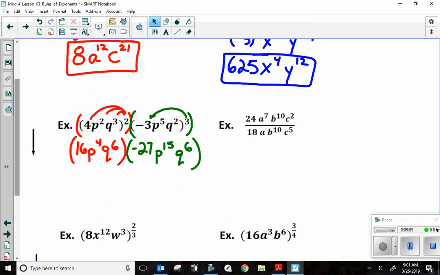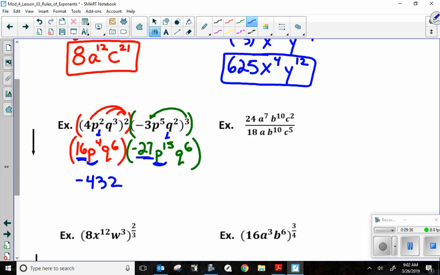Now, just as a quick review, I multiply my big numbers together. So I have negative 27 times 16, and you guys have calculators. You can do this in the calculator. You get negative 432. And what happens when I multiply common bases with my exponents? I add them. 4 plus 15 would give me 19. And Q is 6 plus 6, which would give me 12. There you go.